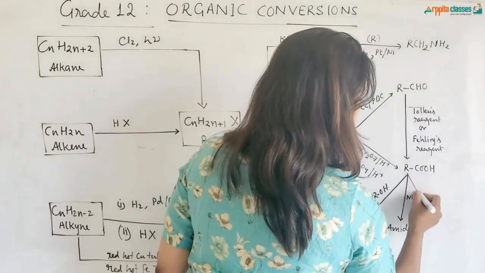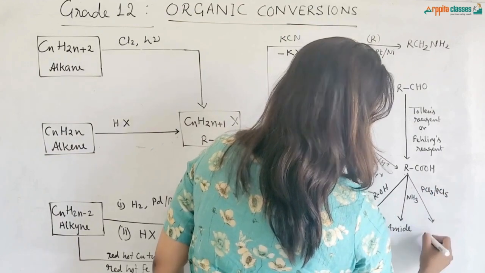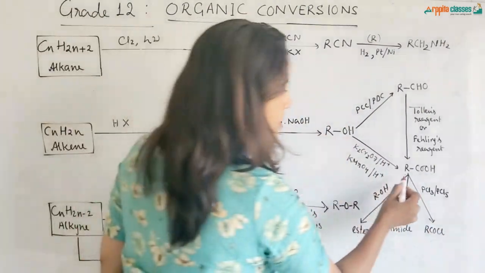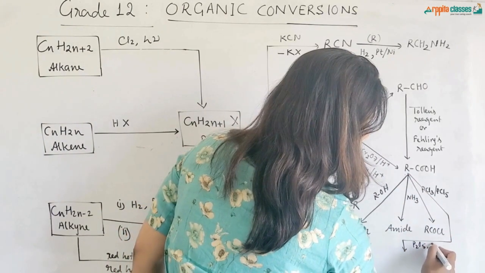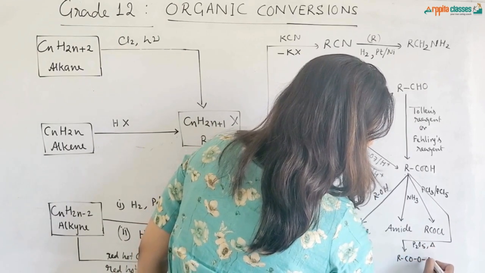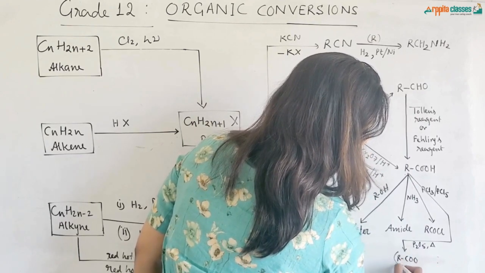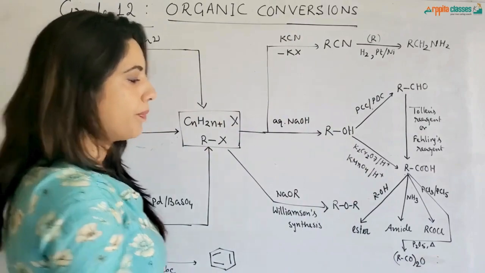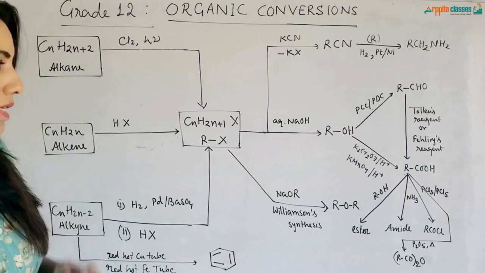Carboxylic acids are treated with PCl3 or PCl5 to get RCOCl, that is, acyl chloride. Carboxylic acids are treated with P2O5 and heat. This is a dehydrating agent, where it is converted into RCOOCOR. We can write it like this, (RCO)2O, that is anhydrides. Carboxylic acids can be dehydrated to give you anhydrides. So all these derivatives of carboxylic acids we are getting.